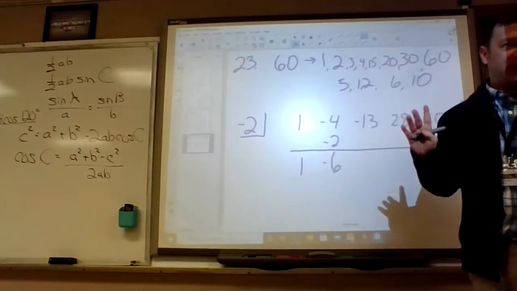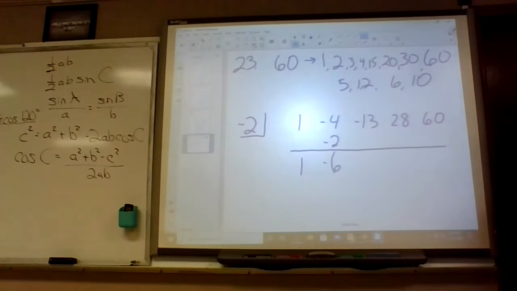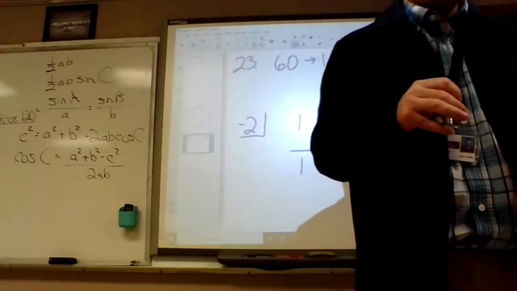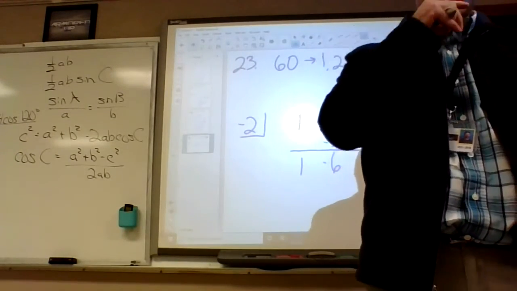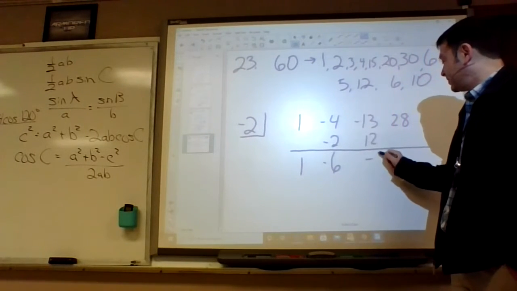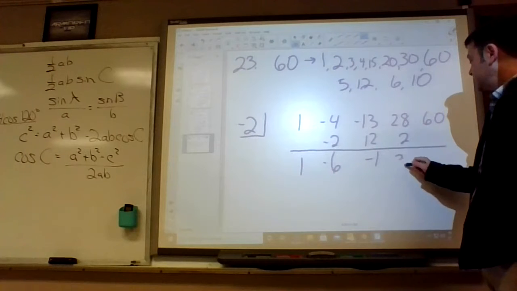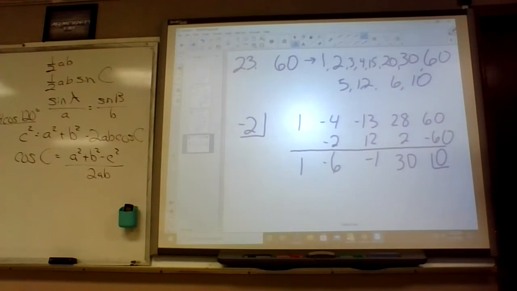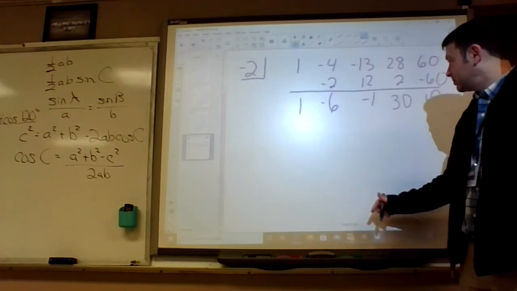4, right? And we can't use the factoring trick until we get it down to 2. So we're going to have to do this twice. Times negative 2 is 12. Negative 1 times negative 2 is 2, plus... 30. Negative 60. 0. Now we need to do it again.